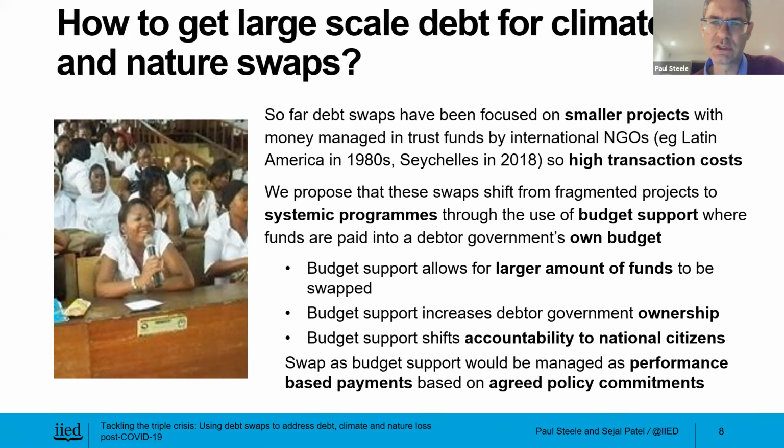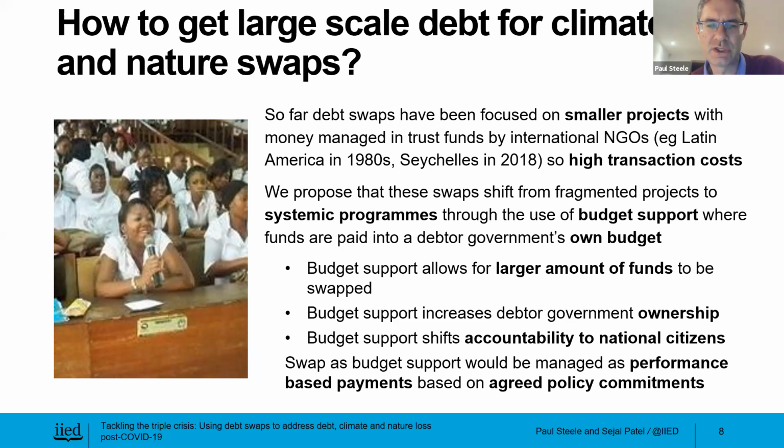But the challenge with these is they've typically had relatively high transaction costs. So the costs of administering and negotiating and setting them up has been quite high relative to the amount of debt actually swapped. So we propose that these swaps shift from fragmented projects to a more systematic program through the use of budget support, where the funds are paid directly into a debtor government's own budget. And this, we argue, has three main benefits.